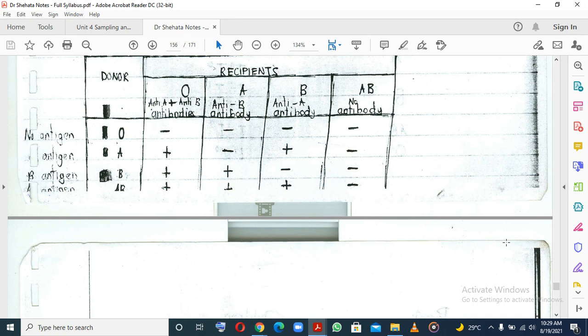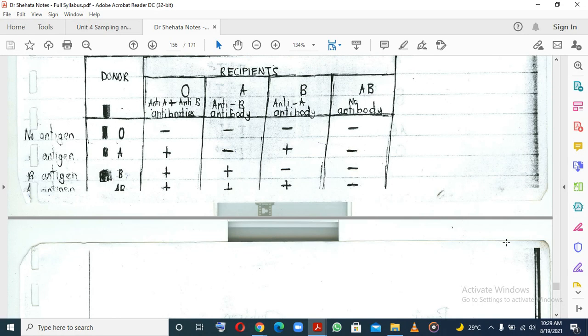Which has got the antigen A. And if it has got an anti-B antibody, it's got a part of it which has got antigen B. So you see, our blood group AB does not have any antibodies. So what are the consequences? It means that blood group AB can accept any blood that you give it because it doesn't have antibodies to destroy that blood.